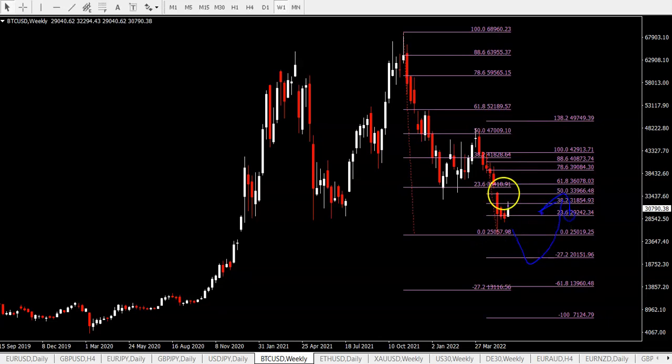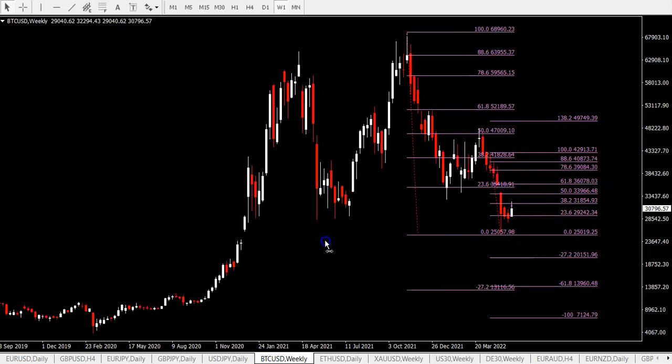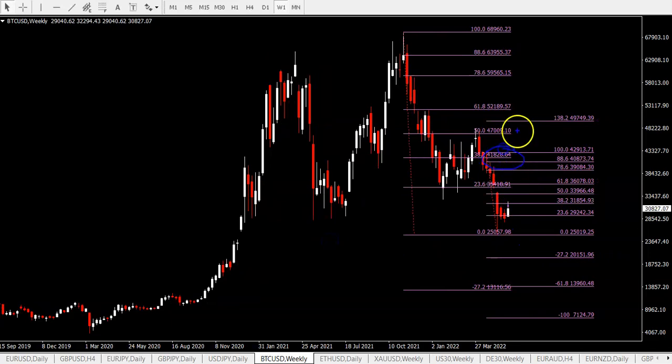Now, this wave B doesn't have to be that far. It could go to the 38 or 50 fib. I don't expect more at this moment. And after the ABC is finished, a new uptrend can emerge maybe in the next year, 2023, beginning 2024.